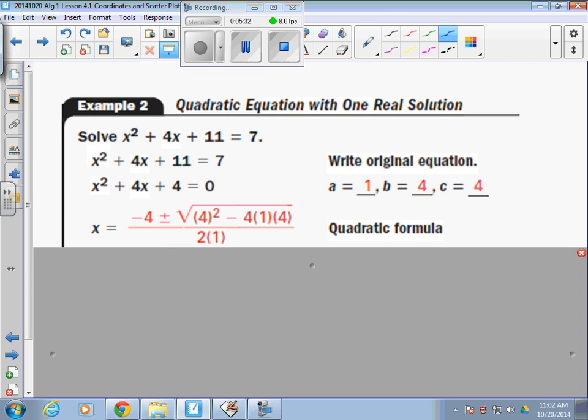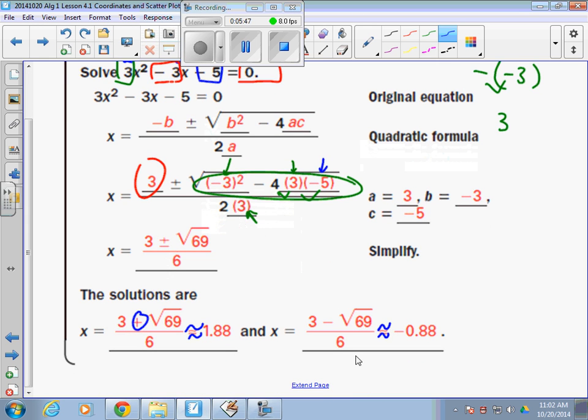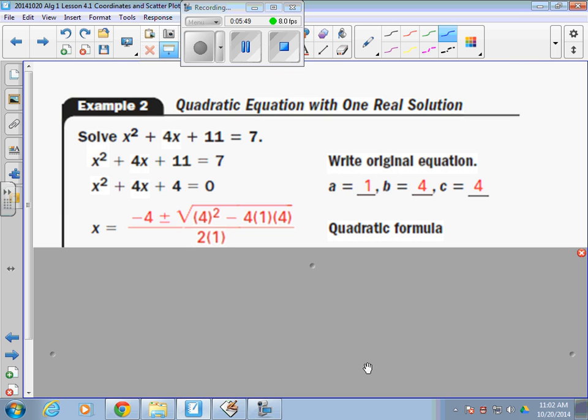Okay, here is example number 2. A quadratic equation with one real solution. The question was asked just a minute ago when I took the video off: do you always have to do 2 solutions? In this case, the first one you did, there's 2 of them, both plus and minus. Watch why there's only going to be 1 solution for this next one.